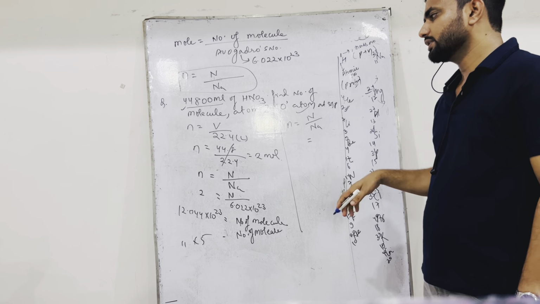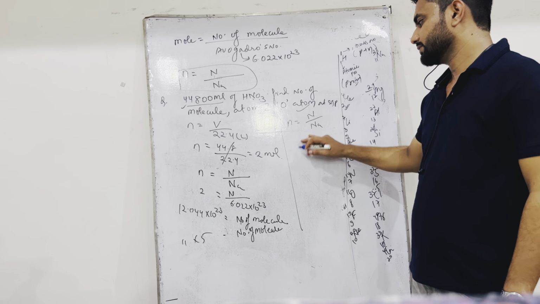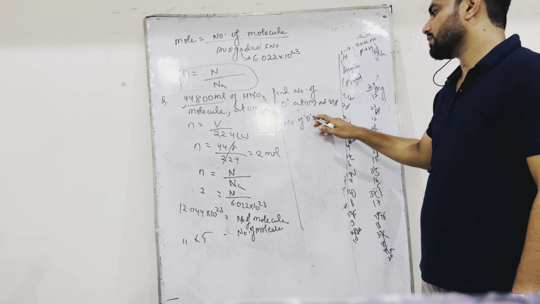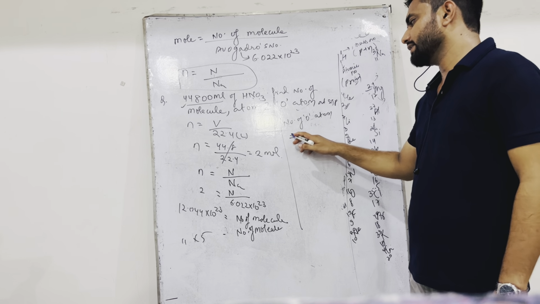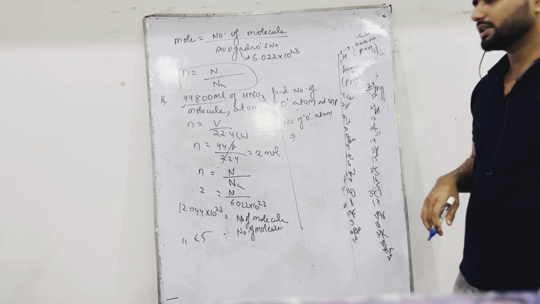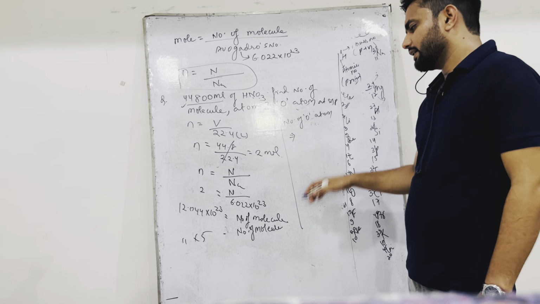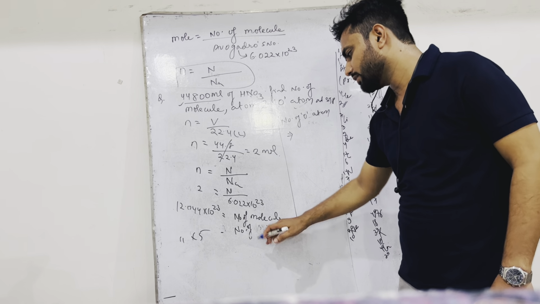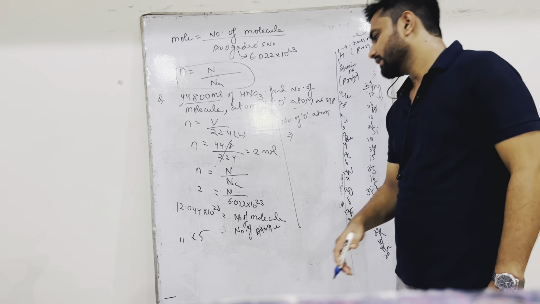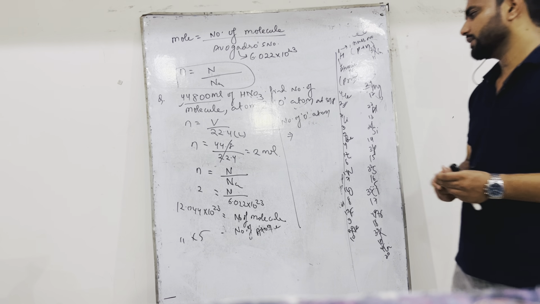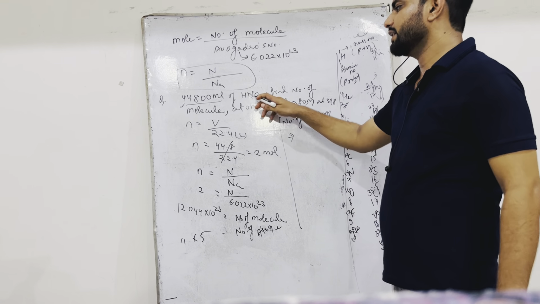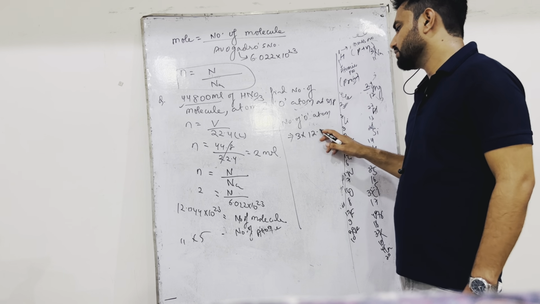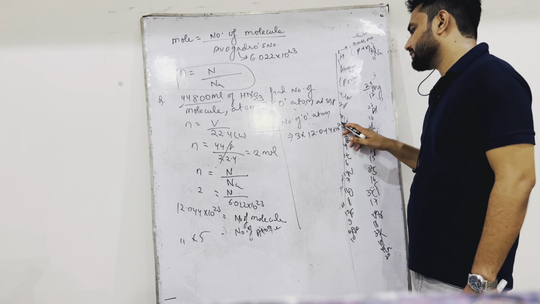This is the number of atoms, and after this again we have to find the number of oxygen atoms. We have already found the number of molecules. This one is not the number of molecules, this one is the number of atoms. For the number of oxygen atoms, in one molecule there are 3 oxygen atoms, so we have to multiply 12.044 into 10 to the power 23 by 3.